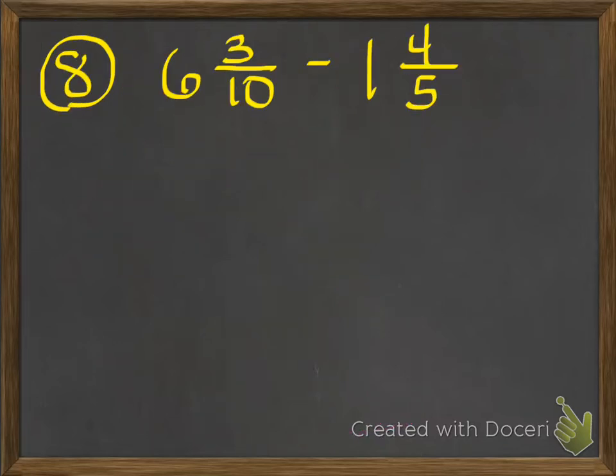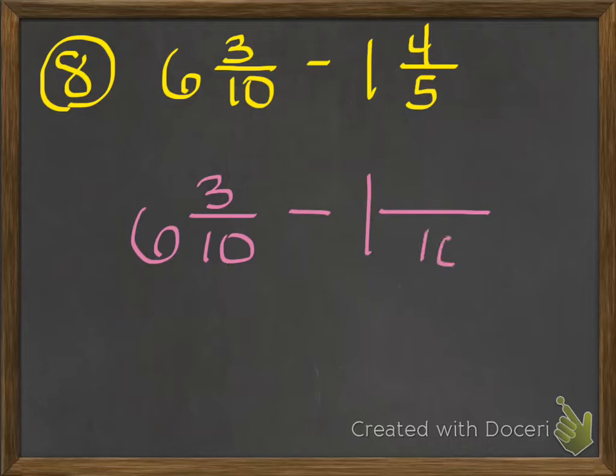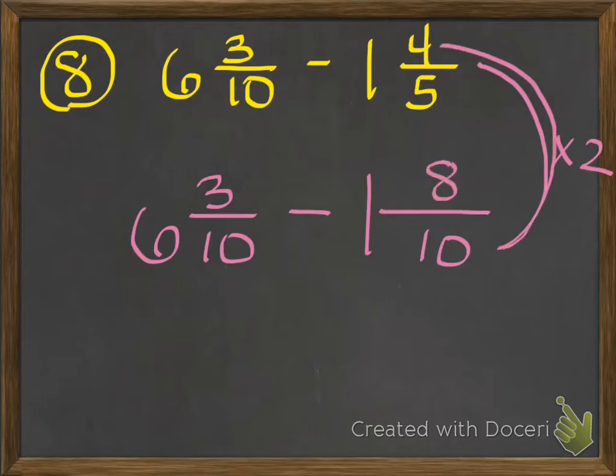Okay, number 8. 6 and 3/10 minus 1 and 4/5. I'm going to change the denominator so that they're the same first. I know that 10 is a multiple of 5, so I'm going to keep the 10 the same and only change the 5. Okay? So I'll still have 6 and 3/10 minus 1 and something tenths. Let's see what that will be. 5 times 2 is 10. Whatever I do to the bottom, I do to the top. So 4 times 2 is 8.